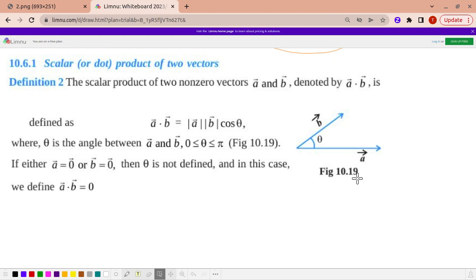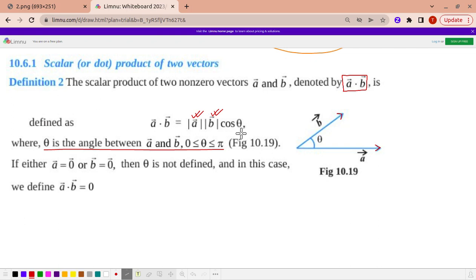Let us consider two vectors, dear students. Vector A, as you see here, and another vector B. Their scalar product is denoted by A dot B, and it is defined as A dot B equals mod A, that means the magnitude of the vector A, into mod B, the magnitude of the vector B, into cos theta, where theta is the angle between the vectors A and B, and theta should be between 0 and pi, including both 0 and pi.